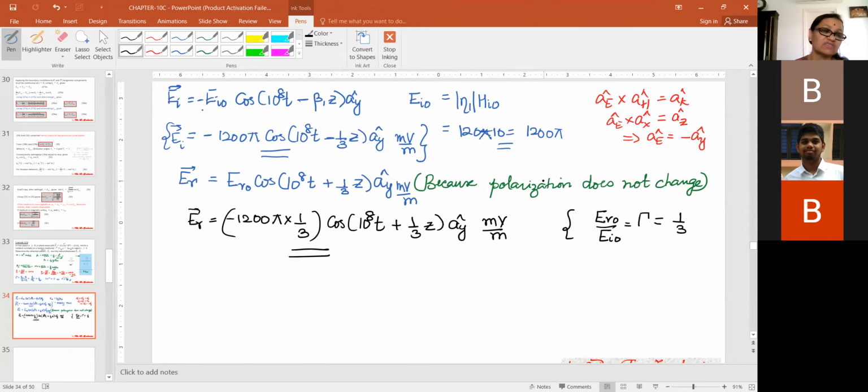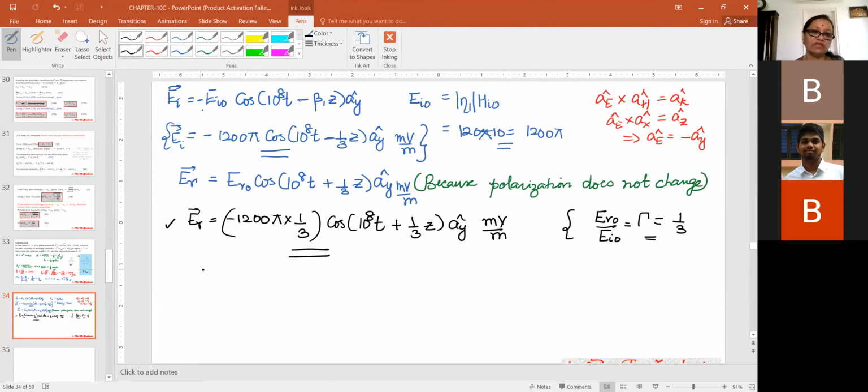It's extremely distressing when nobody answers. Sri Chakra, did you understand this step? Yes, ma'am. Okay, so what have I done here? How did I get this? ER by EI naught is equal to gamma, which is 1 by 3. Please remember, this is for the border. It is at z equal to 0 only. This equation holds good. This relationship holds good at z equal to 0 at the boundary. Okay, so I got this.